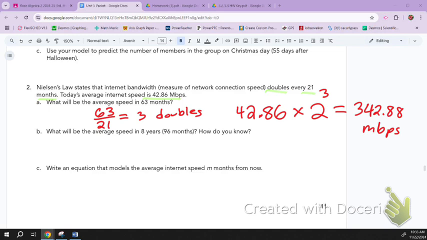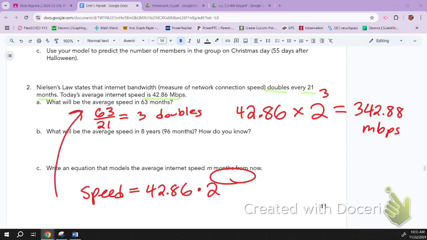For the equation, the speed equals 42.86 times 2. But what's going to be different about this exponent? It doubles every 21 months. How does that change my exponent? What did I do to time before? What should I do in the exponent? Times it by 2? No. What did I do up here? Divide. So I'm going to take my months and divide by 21 to figure out how many doubles I have in that time period.